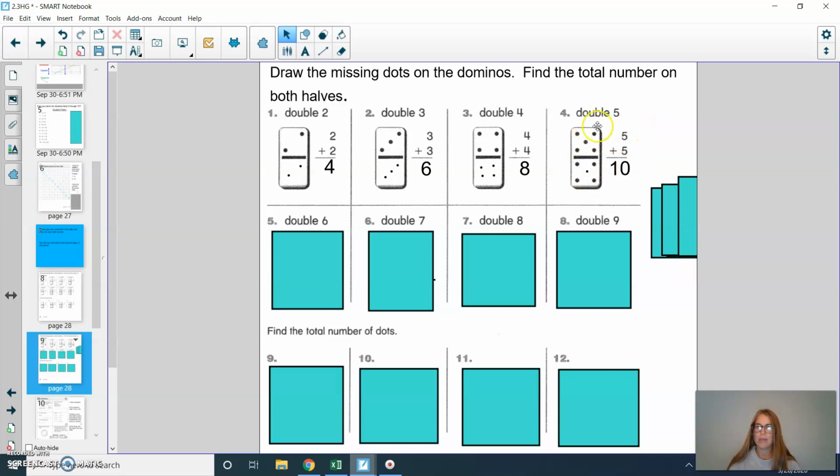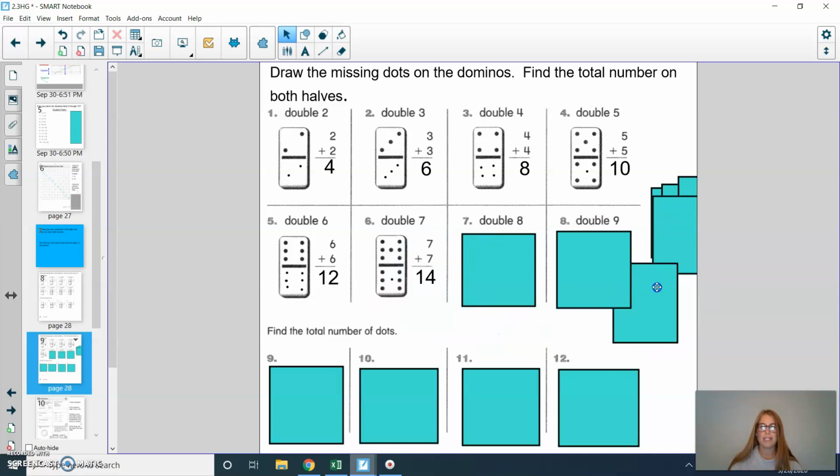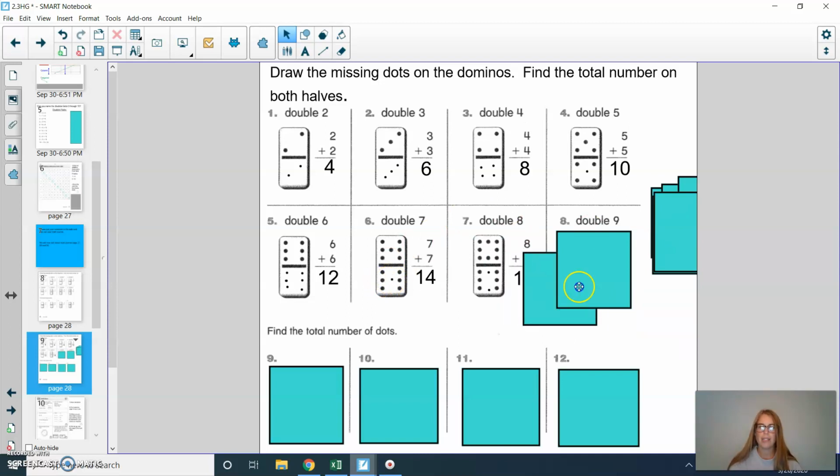So again, I just want to make sure my dominoes look the same on both sides. And sometimes I don't have to do all of the dots. Sometimes they give them for me. Let's look at our next row. Double 6, 6 plus 6 is 12. Double 7, 7 plus 7 is 14. Same thing here, I only had to include 1 dot. Double 8, 8 plus 8 is 16. This time I just included 2 dots on my domino.